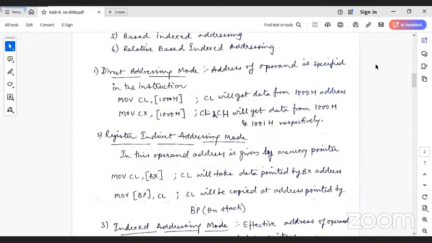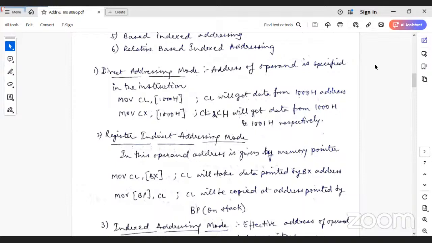Now, data can be 1 byte or it can be 2 bytes because you are having a data bus which is of 16 bits. Now, next instruction you see, 1000H is the address and it is to be copied into CX register. Now, in this, what will happen? You have to be very careful here at this point. Whatever data is there at 1000H location is copied into the lower byte of the register. It will be copied into CL register.